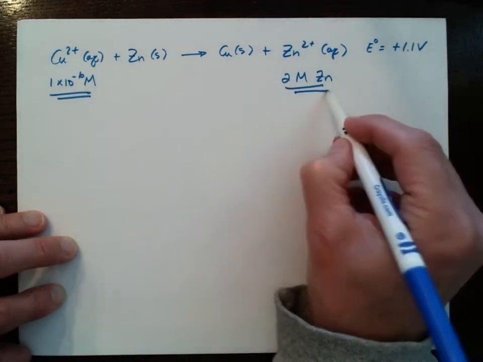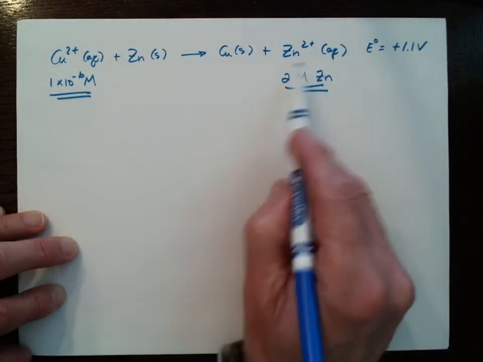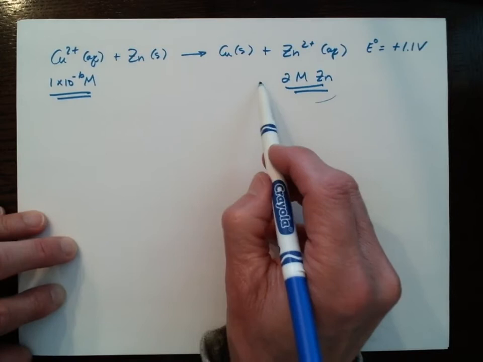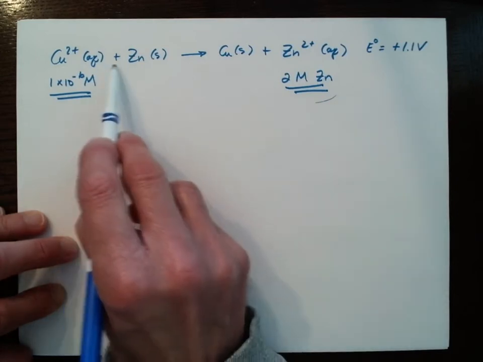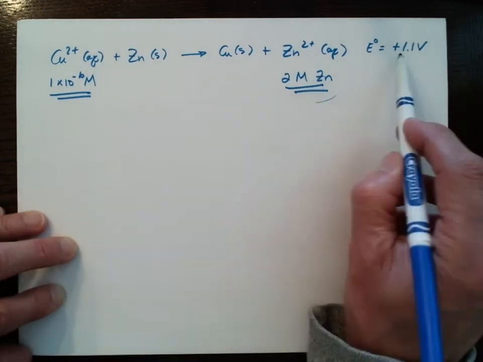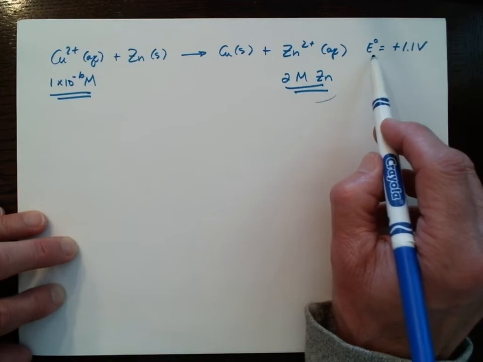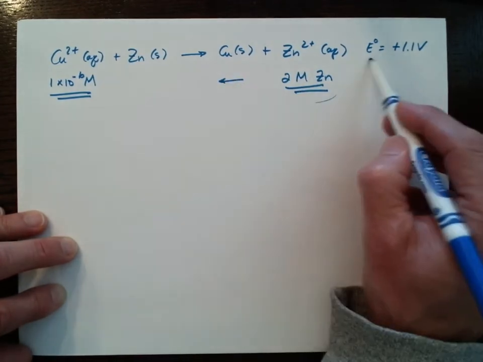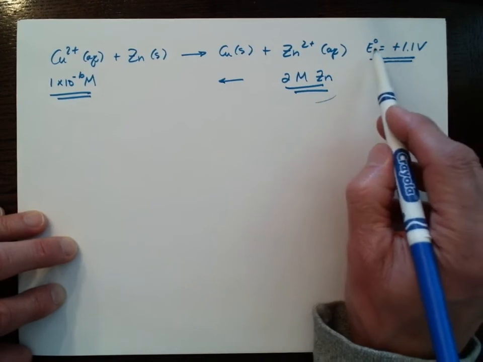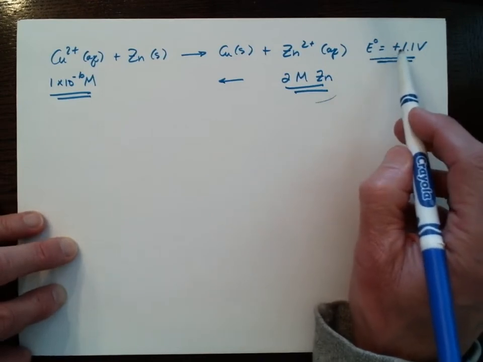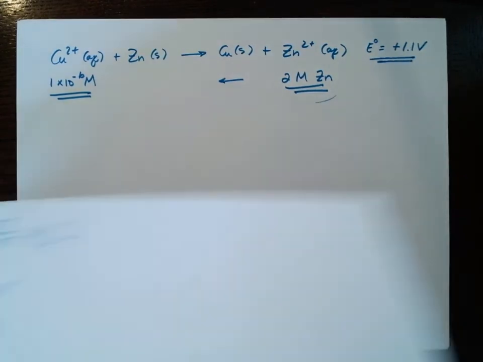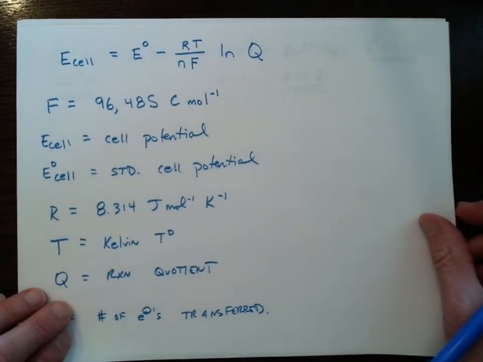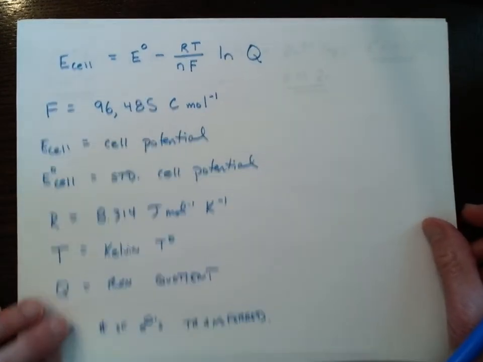Well, let's see. According to Le Chatelier's principle, we've got a huge concentration of this and a low concentration of this. This reaction is probably not going to be pushed as far as under standard conditions. So we'd expect our cell potential to be a little less positive. I don't know if it's going to go negative or not, but it certainly won't have a cell potential as high as 1.10 volts. Let's use our Nernst equation here and calculate what the cell potential will be.